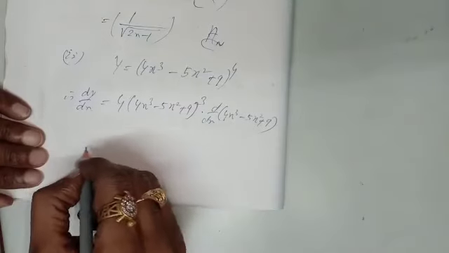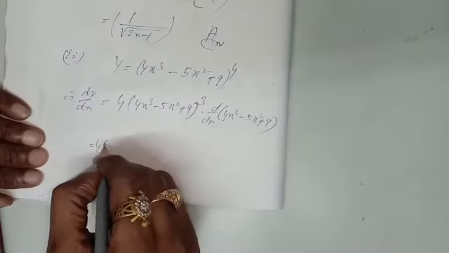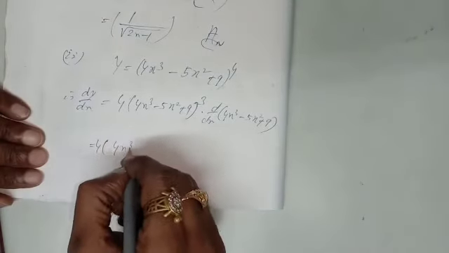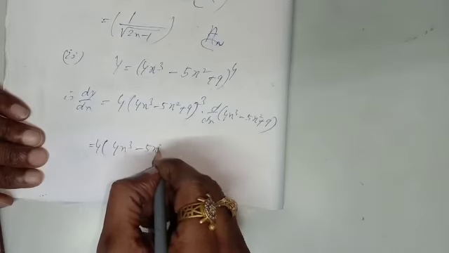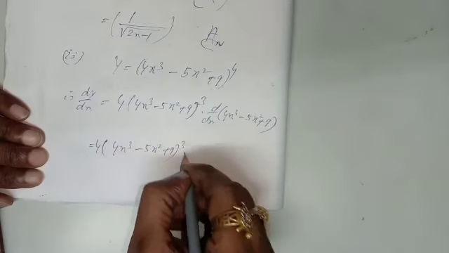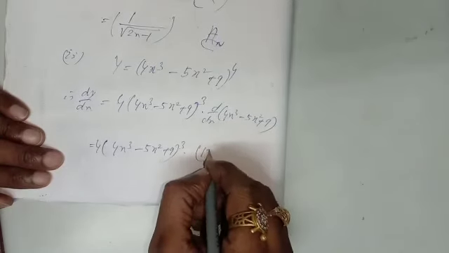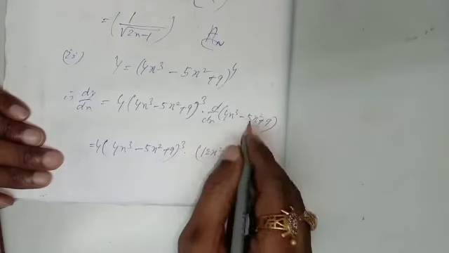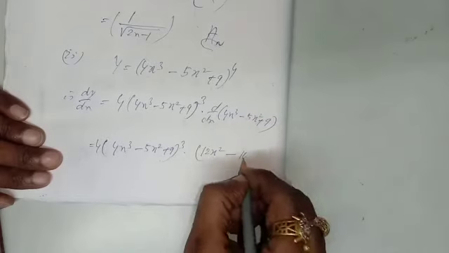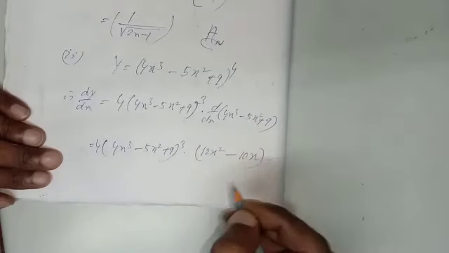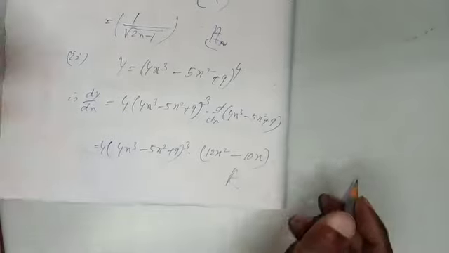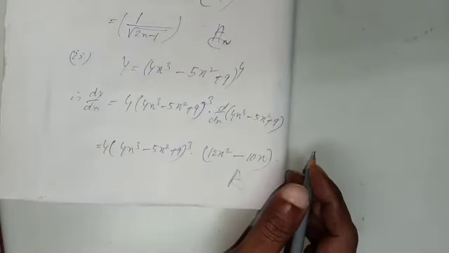So finally, this is 4 times (4x cube minus 5x square plus 9) whole cube. What is the derivative of 4x cube? That will be 12x square. And minus, 5 times 2 is 10x. And this is the answer. Okay, let us go to one more question.